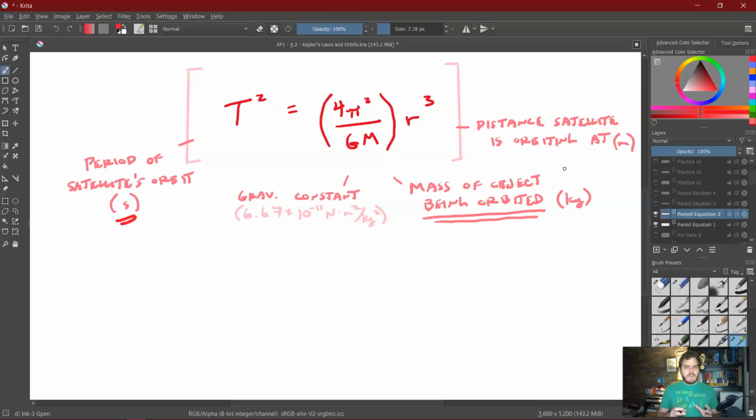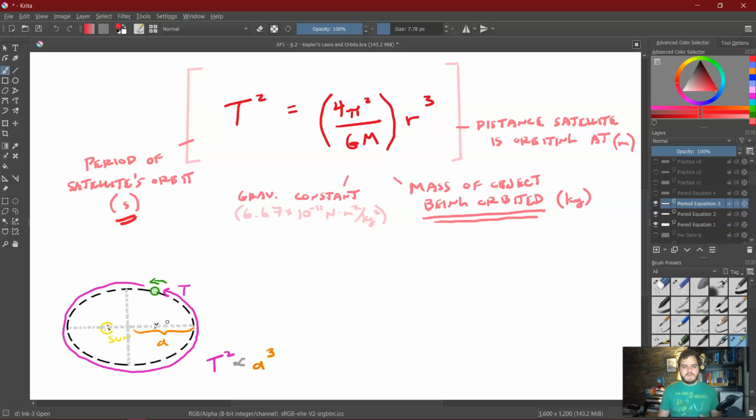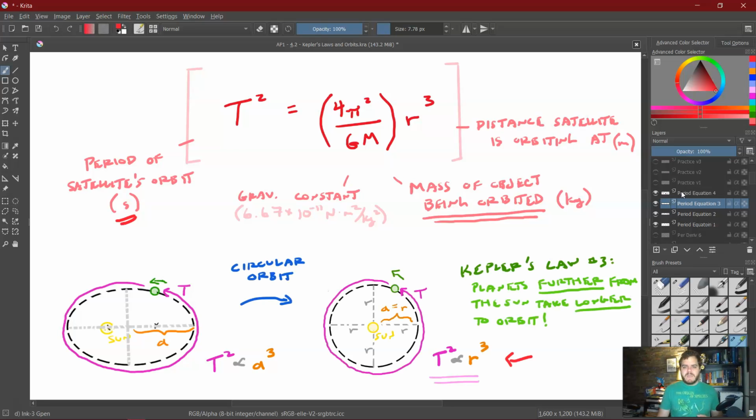Now, something important I want to note here is that this may be an ugly equation, but it looks a little familiar. The reason why it looks familiar is that we learned previously from Kepler's third law that the period of a satellite's orbit is proportional to the semi-major axis cubed, and this was specifically for planets in their elliptical orbits around the Sun. Well, this is basically telling us that for a circular orbit, we're not going to have a major axis and a minor axis. We're going to have the same distance all the way around, so the same radius. So a is going to become r.